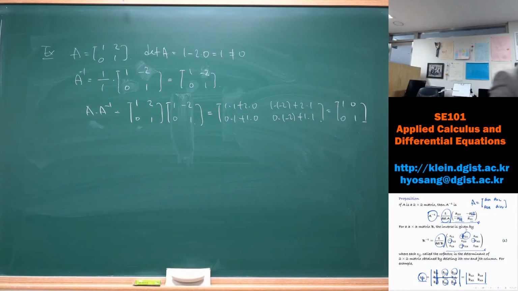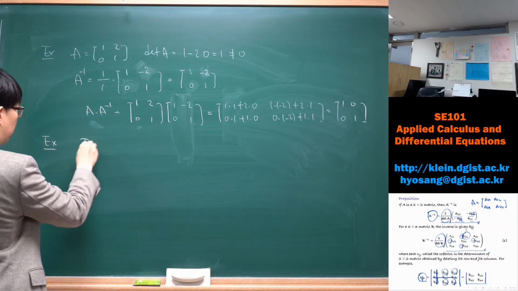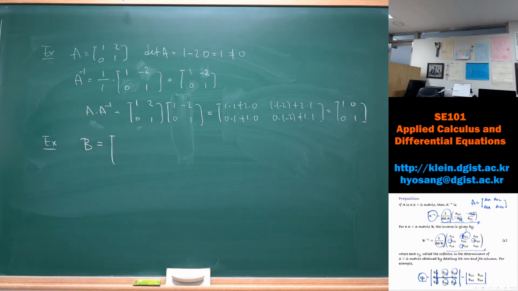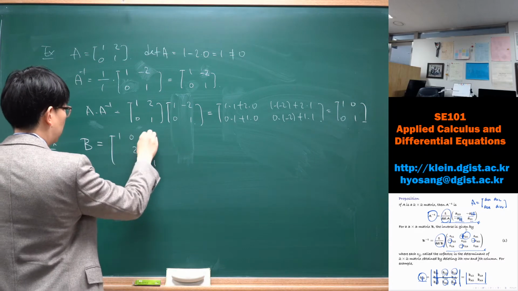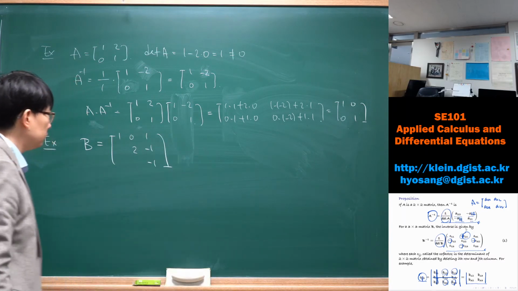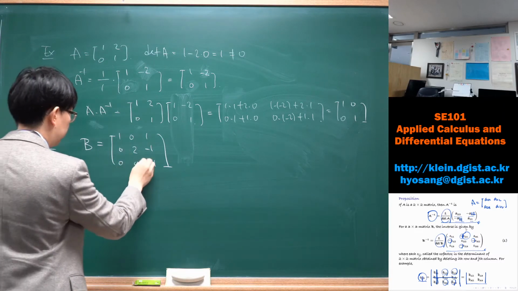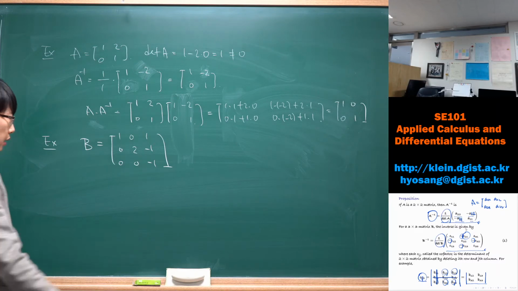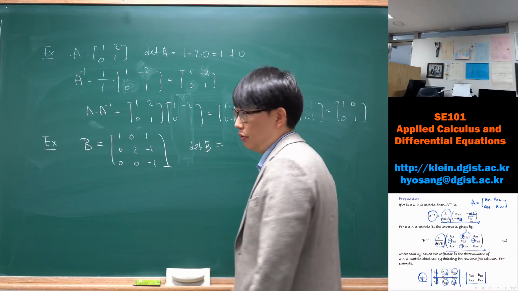How about 3 by 3? Let's talk about 3 by 3 here. Let's say 1, 2, minus 1, 0, 1, minus 1, and 0, 0, 0. Let's try to find whether this is singular or non-singular.